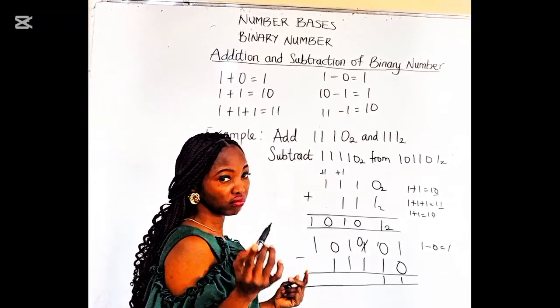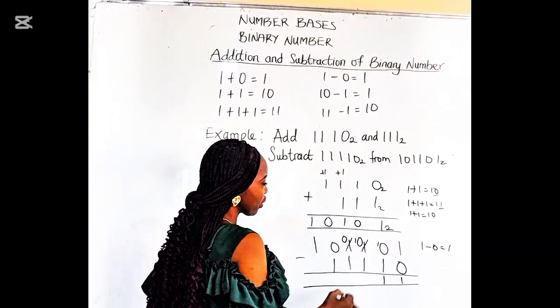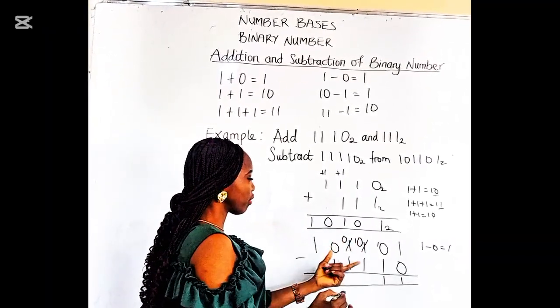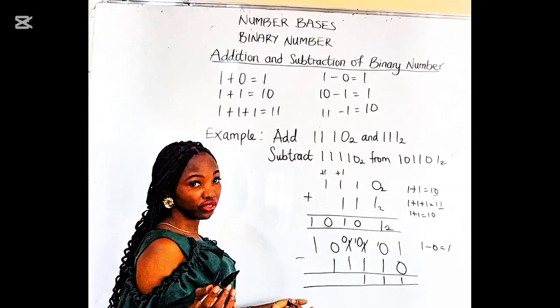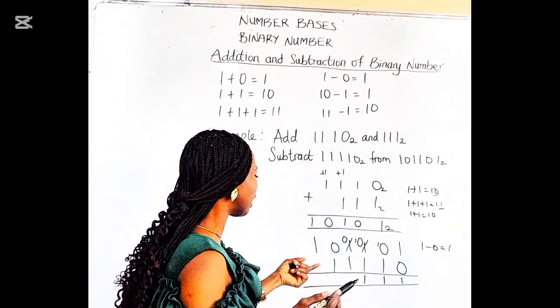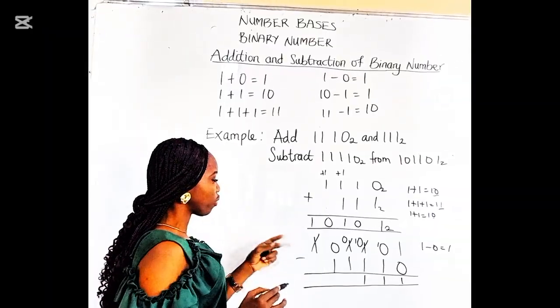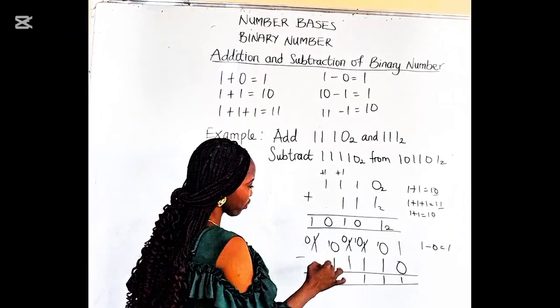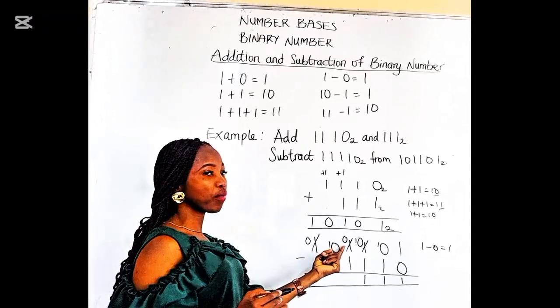0 minus 1 is not possible. You borrow from this, we have 0. This becomes 10. 10 minus 1 is 1. 0 minus 1, not possible. Can I borrow from 0? No, because there is no number there. So I'm going to move up to 1. When I borrow from 1, this becomes 0. I'm going to put it here. This is 10. But this is not what I'm looking for.